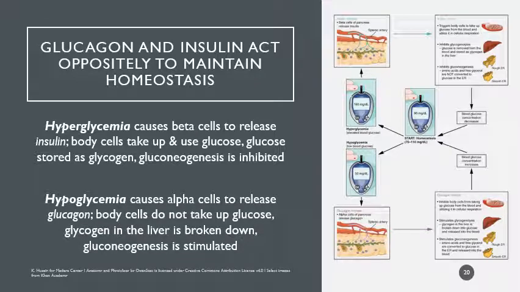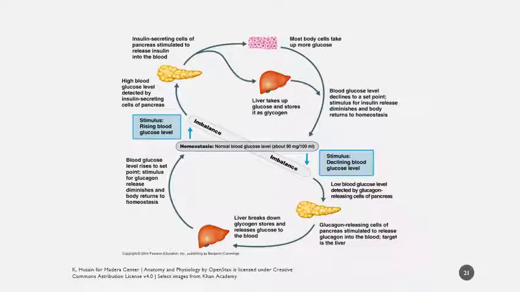When you're hypoglycemic, that is low blood sugar, that causes the alpha cells to release glucagon. Glucagon causes the body cells not to take up glucose. Instead, glycogen in the liver is broken down, so whatever blood glucose you do have stays in the blood. It increases as you break down glycogen, and it also encourages gluconeogenesis. So that's that stimulation of the new formation of glucose from other molecules. So remember, in hyperglycemia, when glucose is stored as glycogen, that's glycogenesis. In hypoglycemia, when glycogen is broken down, that's glycogenolysis. So to kind of bring it back to that seesaw metaphor, if there's an imbalance, like your blood glucose level is going too high or too low, then your pancreas and your liver are going to react to that.